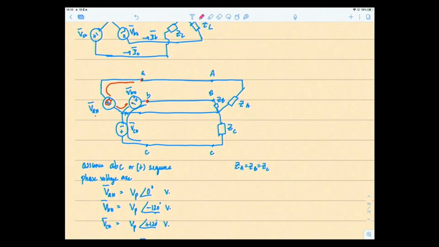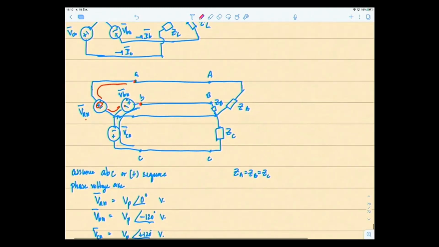So let's look at this configuration, back to this YY configuration. Now, we know the phase voltages VAN, VBN, and VCN. We also know the line voltages VAB, VBC, and VCA. Okay, now let's look at phase current.